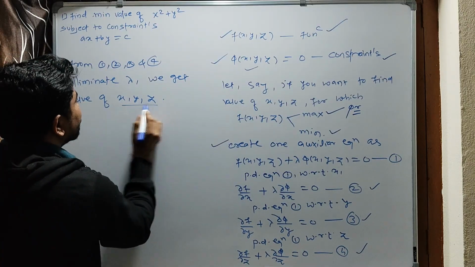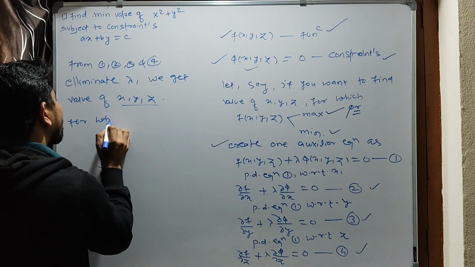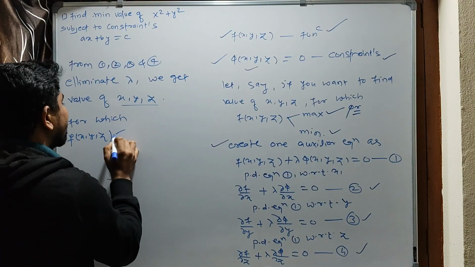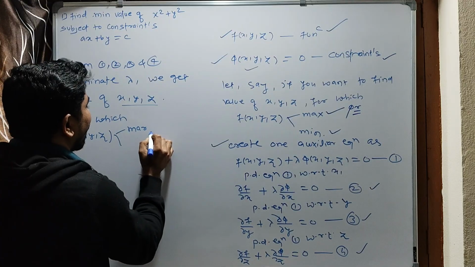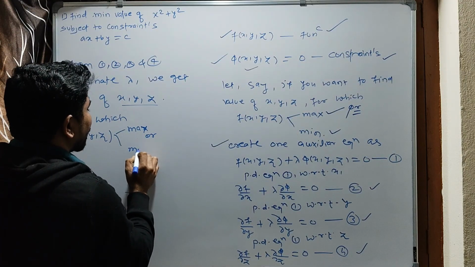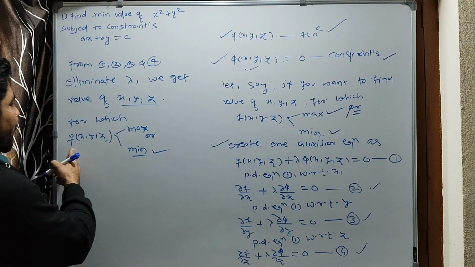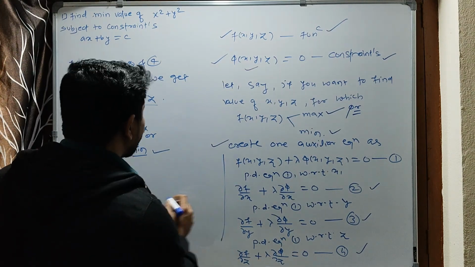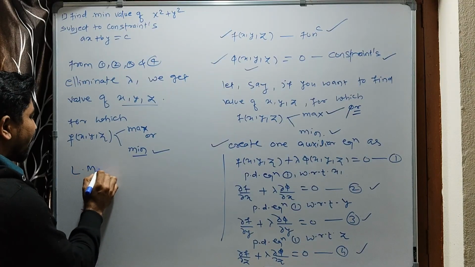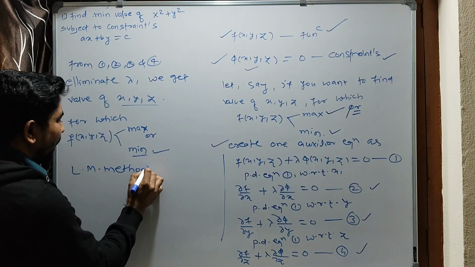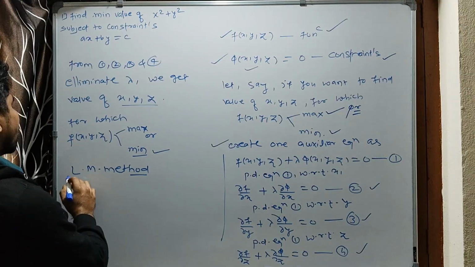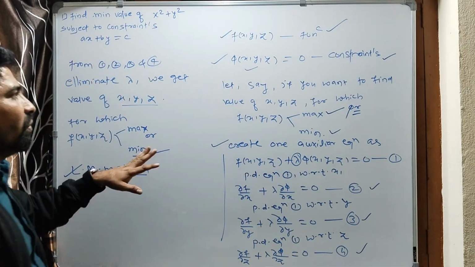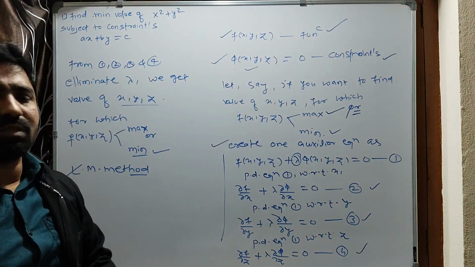So here we get the values of x, y, z for which your function f of x, y, z is either maximum or minimum. This is the method of finding maxima and minima of your function, and it is called the Lagrange's multiplier method. That is, find the maxima and minima by using Lagrange's multiplier method. That lambda is called the Lagrange's multiplier. So this is the concept of Lagrange's multiplier method.